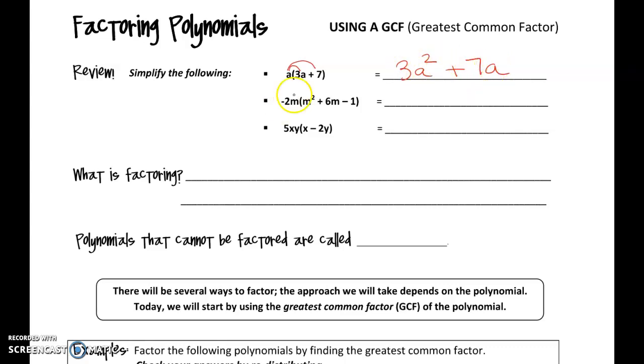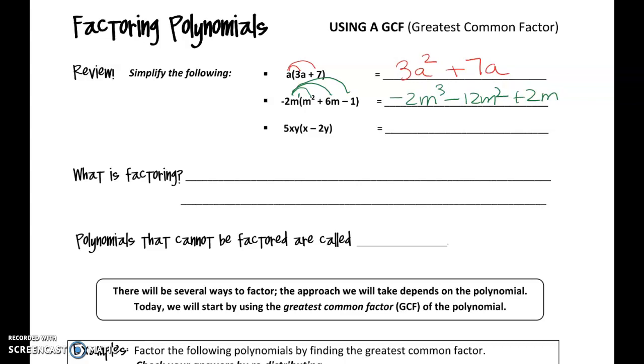For the next one, I have negative 2m times m squared, which gives me a negative 2m cubed. This one was 1m, this one's 2m, so together we have 3m's. Then I have negative 2m times 6m, so that's a negative 12m squared. And negative 2m times negative 1 is a positive 2m.